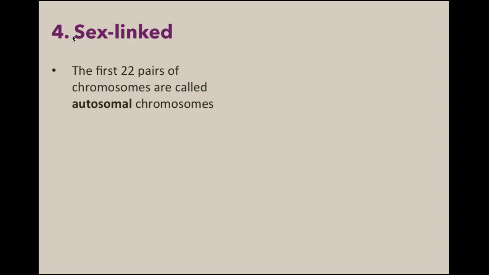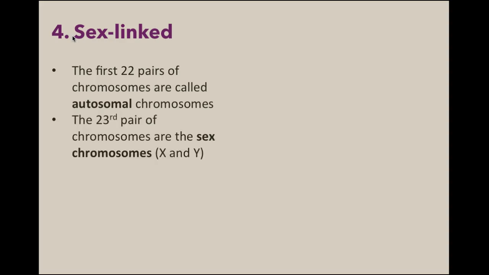And so when we're referring to that, we say that the first 22 pairs, so 22 out of the 23 pairs, are what we call autosomal chromosomes. This basically just means they're not related to your sex. They're not sex-linked. They're basically regular chromosomes. And so pretty much everything we've talked about so far have been traits that are on autosomal chromosomes, the first 22 pairs. But what we're going to be talking about today is that 23rd pair, so chromosome number 45 and 46.